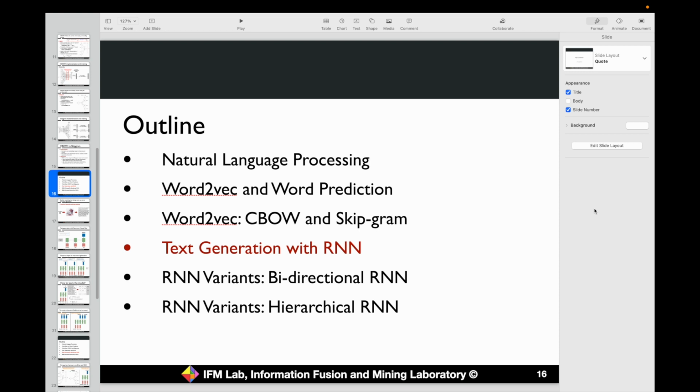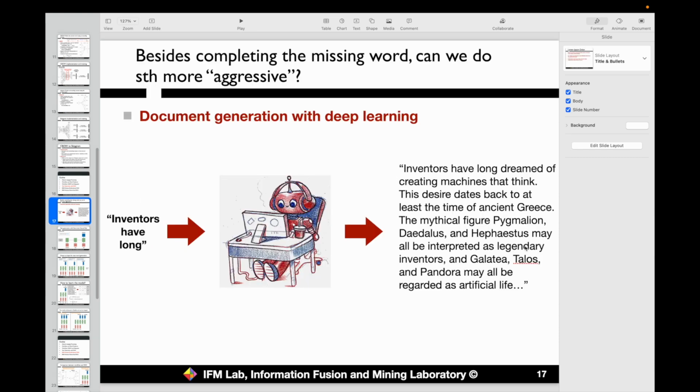Alright, so in the previous part, we have been discussing how to start this word prediction task and also how to use this task to learn the word embedding vectors. So besides word prediction, we may also wonder, can we do something more aggressive? Can we generate the words instead?